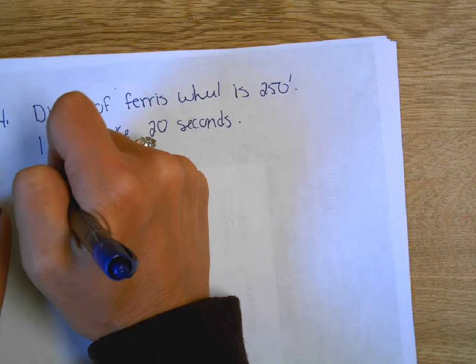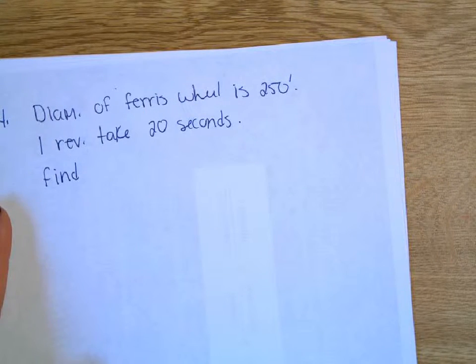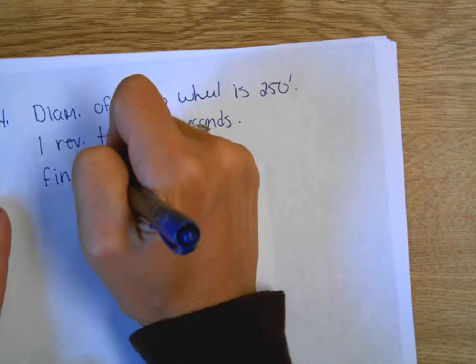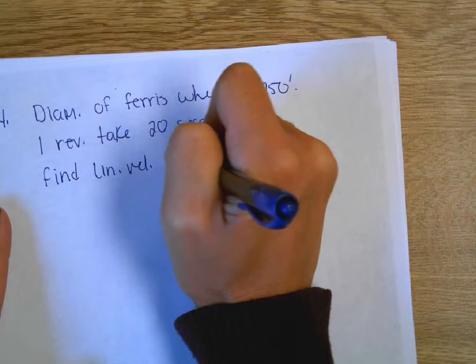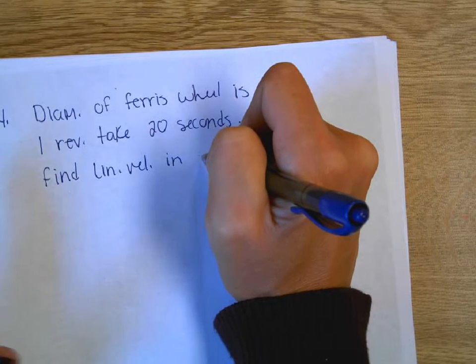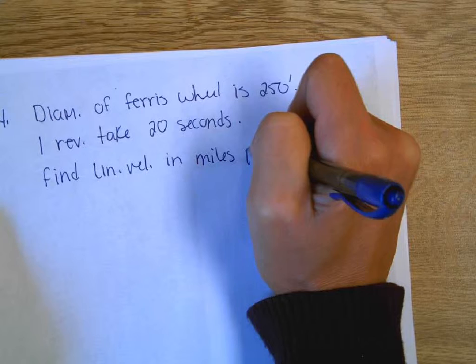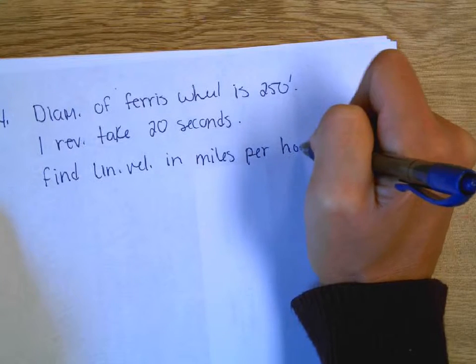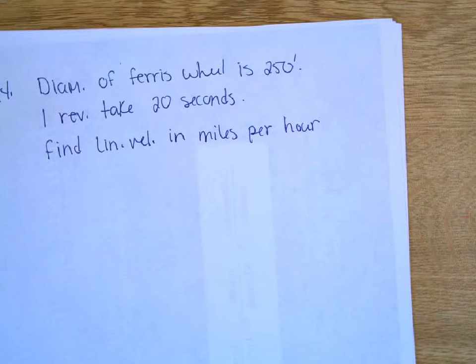Yeah. 20 seconds is a long time. Not for a Ferris wheel. Oh, you don't think? Cars will be flying off. Find the linear velocity in, let's see, we're going to find it in miles per hour. We got a good concept of miles per hour. I just put MPH. MPH is fine.